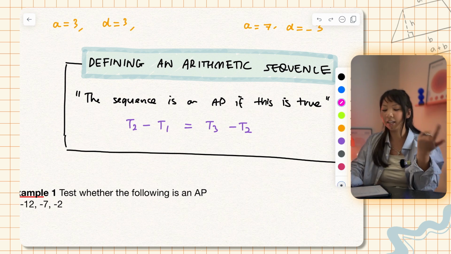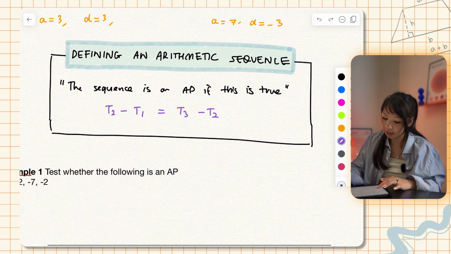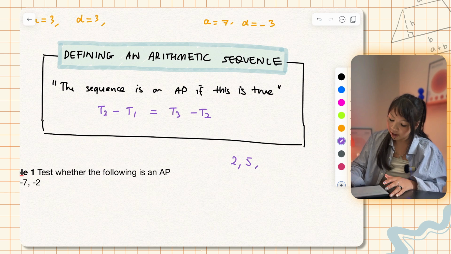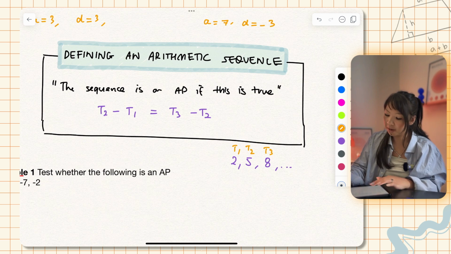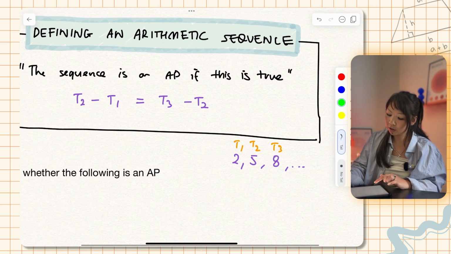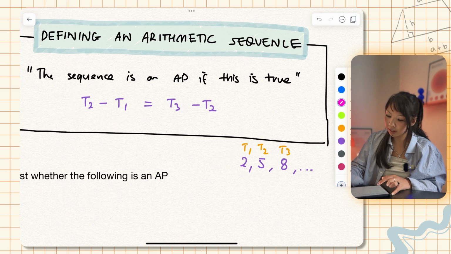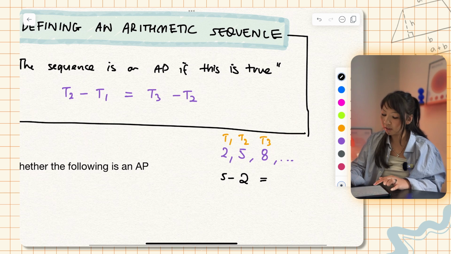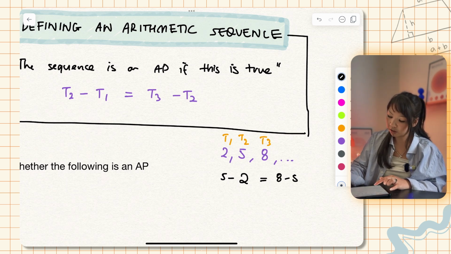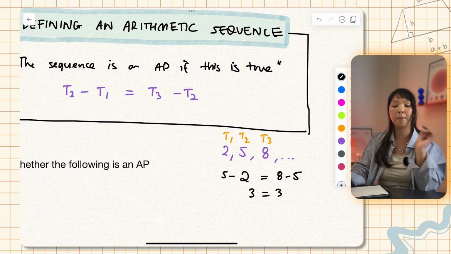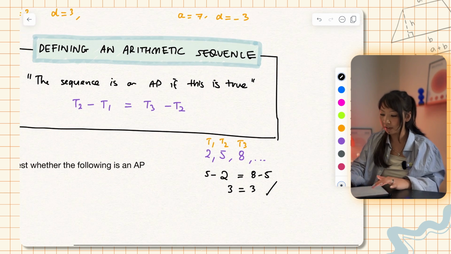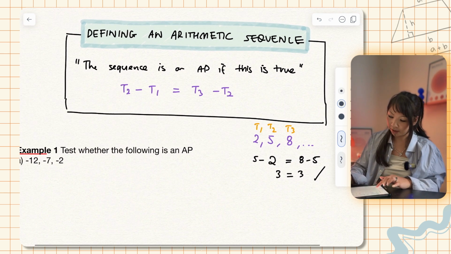Now you might be thinking, why is that true? Well, let me show you with an example. If I have a really simple example like 2, 5, and 8, you can see that 2 is the first term, 5 is the second term, and 8 is the third term. So according to this formula, if I take the difference between T2 and T1, that's 5 minus 2. And if it is equal to the difference between the third term and the second term, which is 8 minus 5, you can see that both sides of the equation are equal to each other, hence this is an AP. Okay, it makes a lot of sense. So that's our little example there.